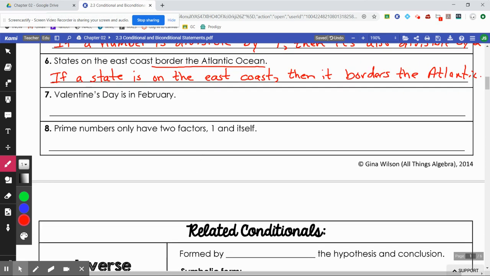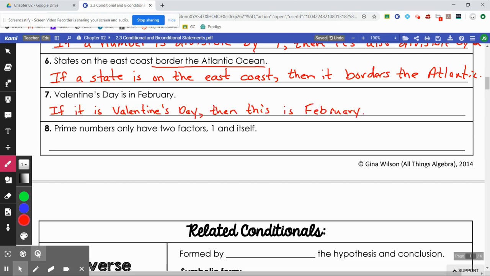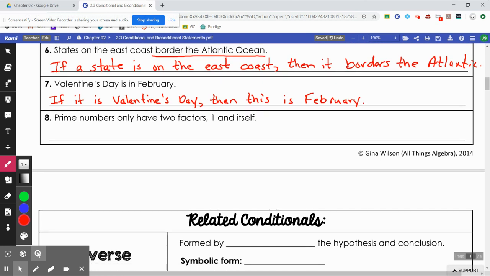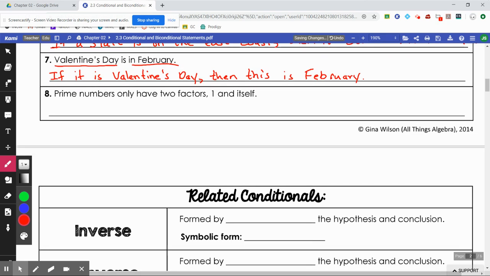Number 7, Valentine's Day is in February. So a really short sentence. If it is Valentine's Day, then the month is February. There you go. There's a couple of ways you could rearrange the words a little bit differently, but just make sure that the hypothesis is: we know that if it's Valentine's Day, then that implies that it's also February.